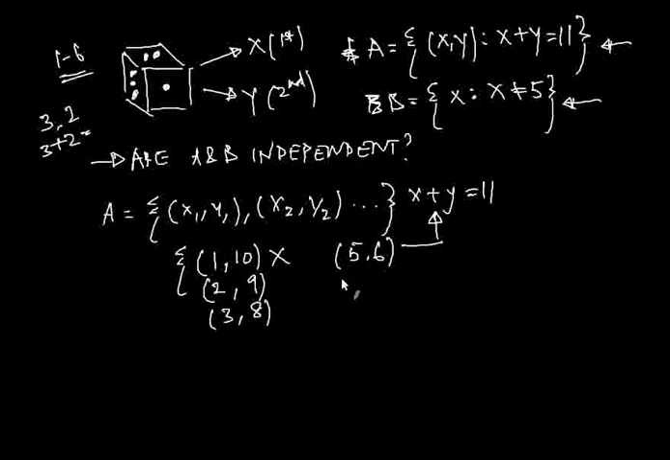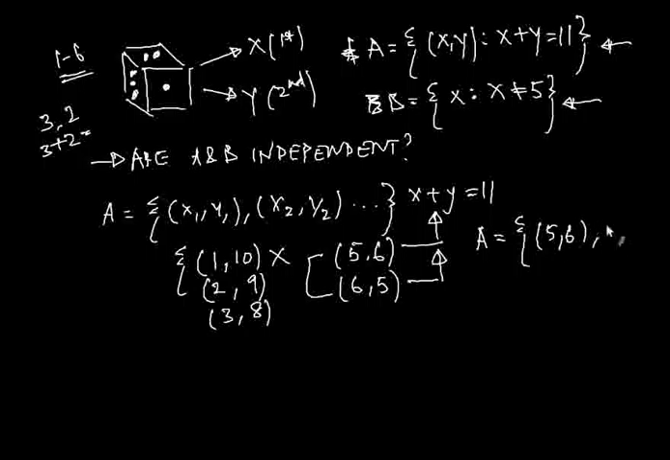And if you got a 6 on the first roll, then yes, you might get a 5 on the second roll, and then also you would satisfy. But other than these two, there really aren't many combinations that would satisfy A. So A is simply the following two pairs: 5 comma 6, and 6 comma 5. The only two pairs that satisfy A.